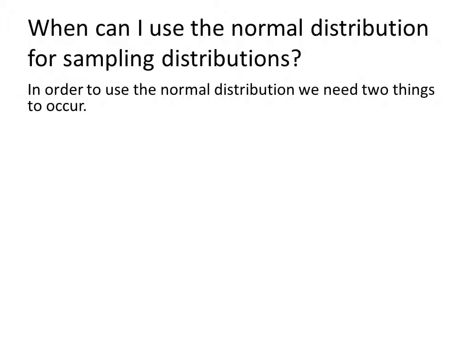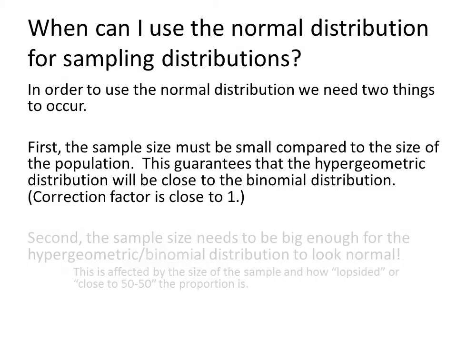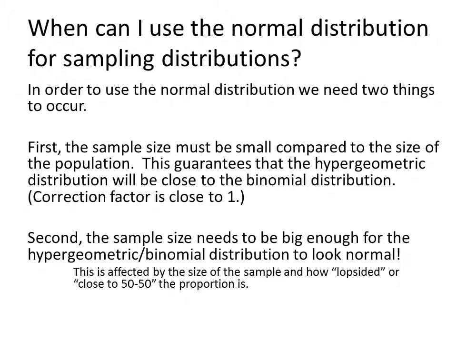So when is it appropriate to use the normal distribution for sampling distributions? In order to use the normal distribution, we need two things to occur. First, the sample size must be small compared to the size of the population. This guarantees that the hypergeometric distribution will be close to the binomial distribution, or that the correction factor will be close to 1. The second thing we need is that the sample size is big enough for the hypergeometric or binomial distribution to look normal.